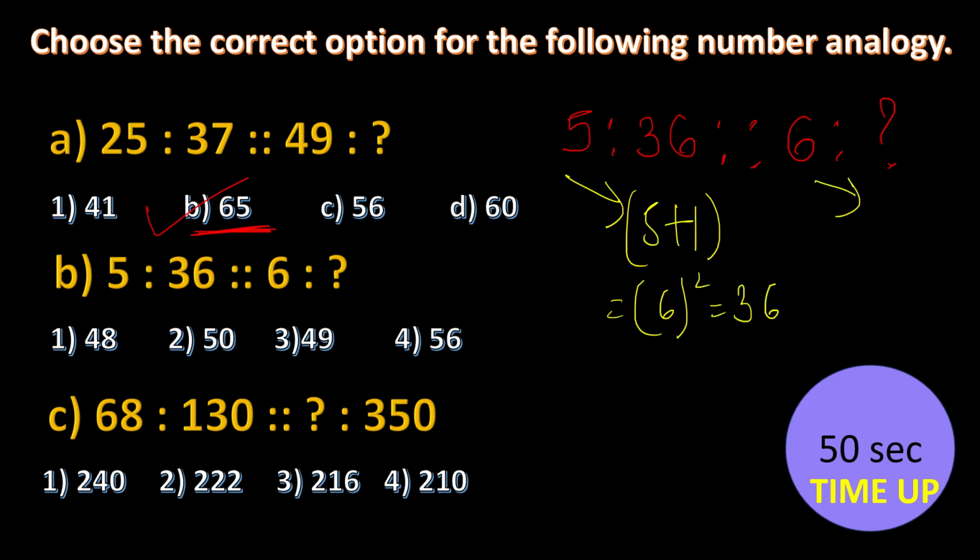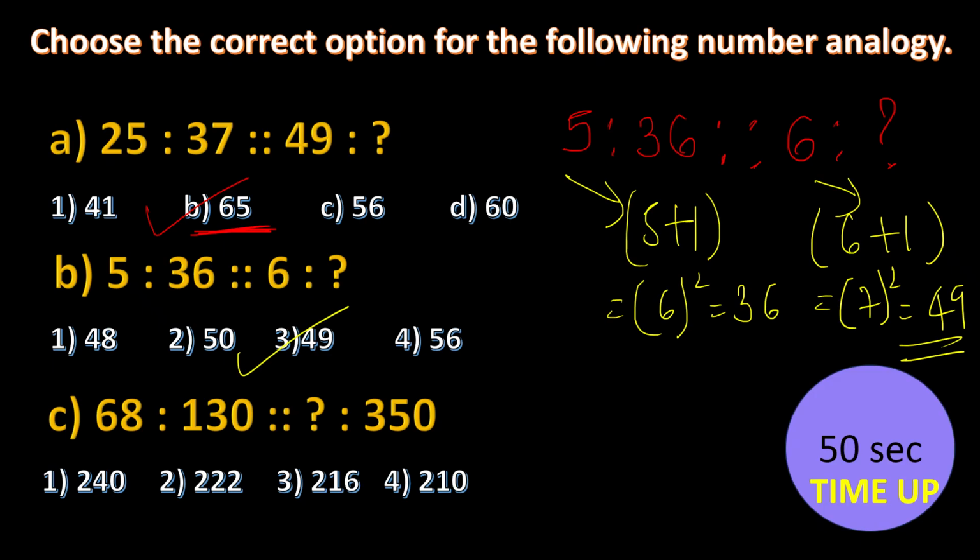So the answer to this will be what? 6 plus 1, which is 7. 7 square is 49. So 49. The third one is the correct option. 49. Okay. I hope you got it. Just now we had solved.